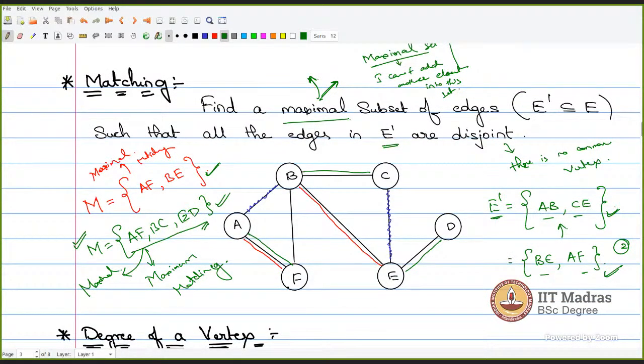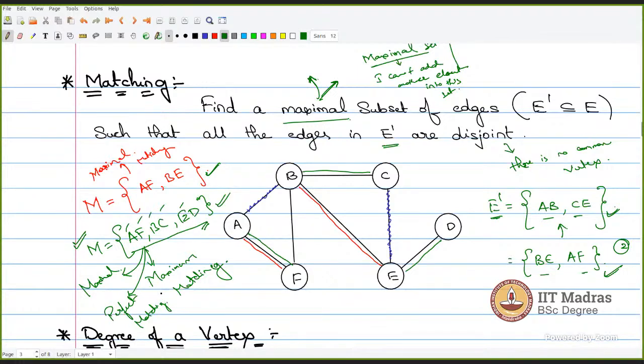So this is what matching is. Perfect matching means all the vertices need to be covered. So now you see AF, BC, ED. This is now a perfect matching. Perfect matching means every vertex is being covered. A is covered, F is covered, B, C, E, D. Every vertex is covered in this matching. This is also called a perfect matching. So there are 3 names for this.